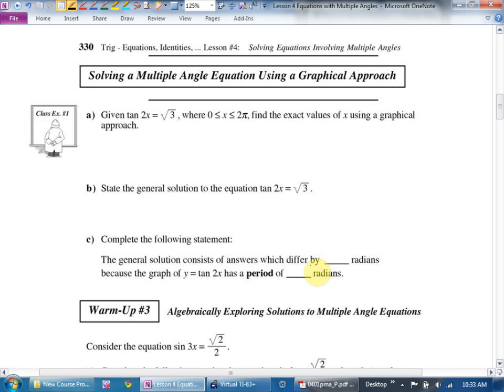Given tan 2x equals root 3 between 0 and 2 pi, find the exact values of x, and I'm going to cross out using a graphical approach. You have to notice that there is, in this case, a B. What is the B? What's the period? Ooh, ugly cousin. Period here is not 2 pi over B. It's pi over B. The period here is pi over 2.